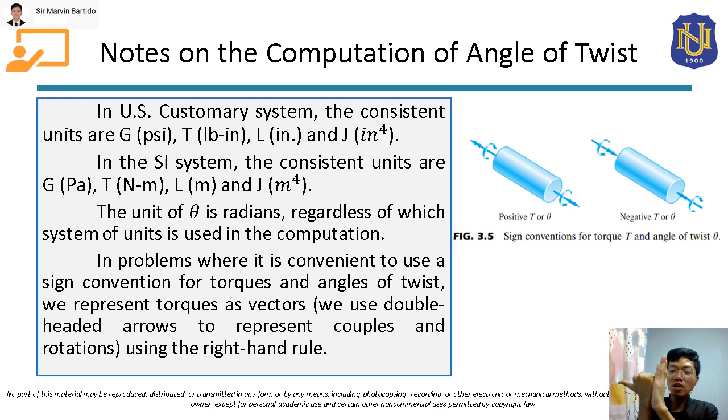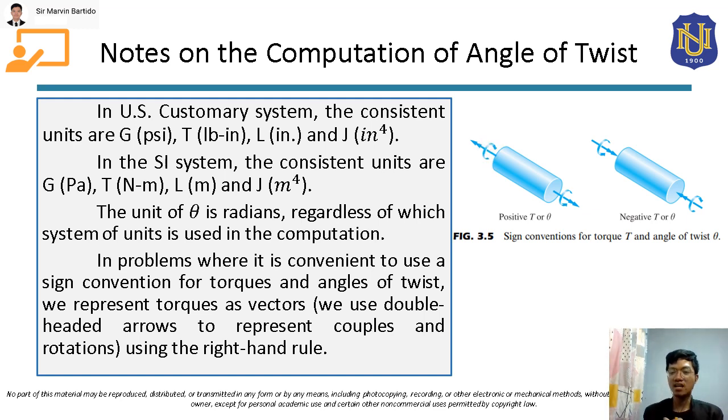Okay, so meaning to say, class, if you are going to represent this counterclockwise torque as a double-headed arrow, this double-headed arrow is pointed away from the cross-section. So this is the cross-section, class. As you can see here, the cross-section is here, and the torque acting at this cross-section is this torque.